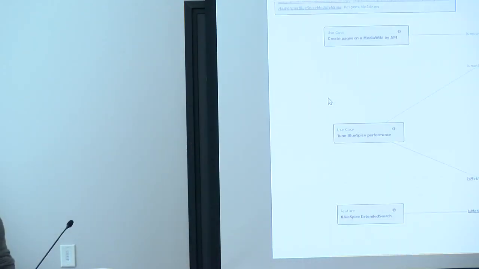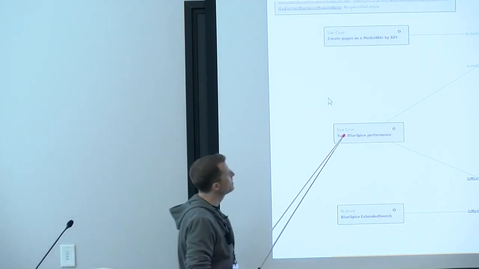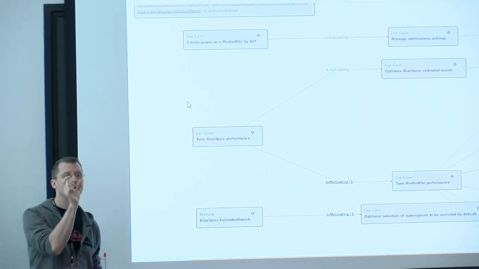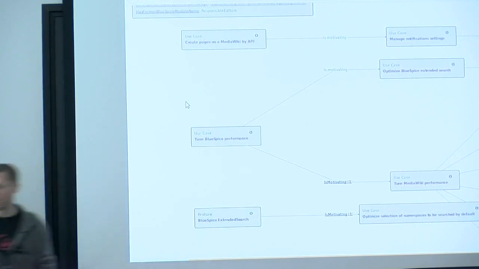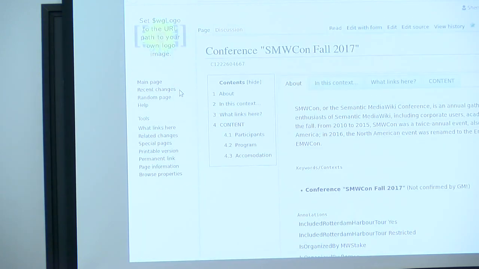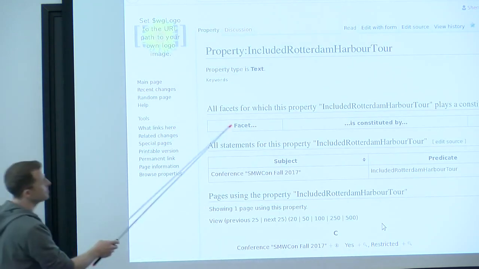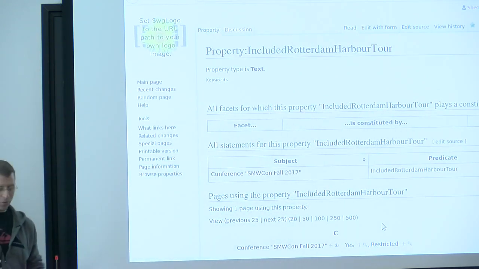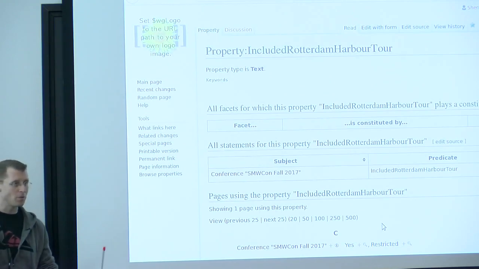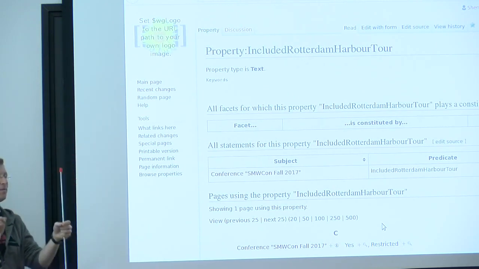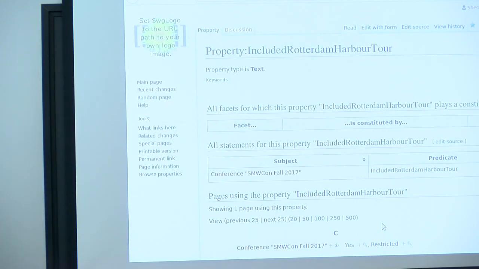And this is actually an extension that I built. Remember on the property pages, it said this property is included in the constitution of a facet. Remember that? Let's take this one. You see, all facets for which this property plays a constitutional role. And I told you the metaphor with the semantic web lying on the floor, and you take two properties, lift them up. Well, what you then have is a facet. And the facet is constituted by role, by properties.